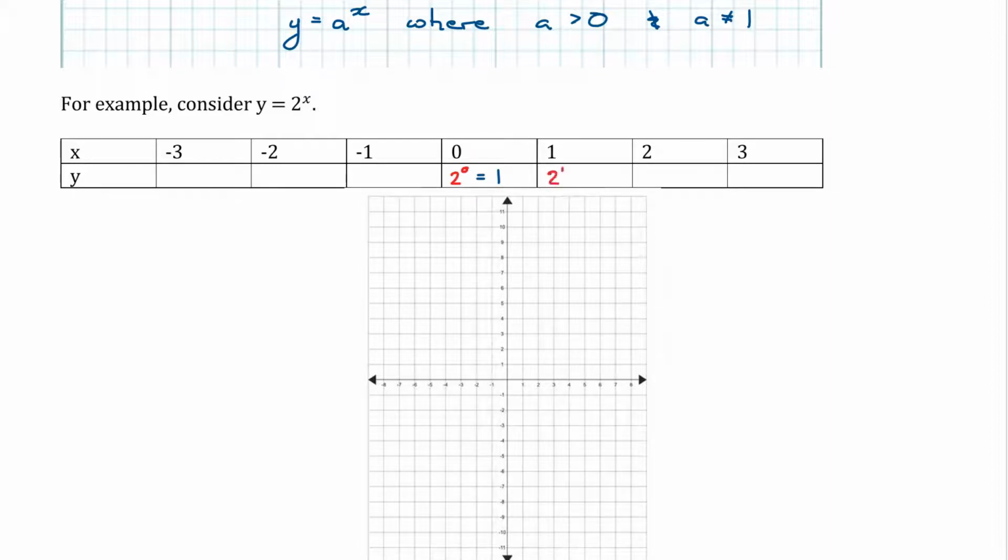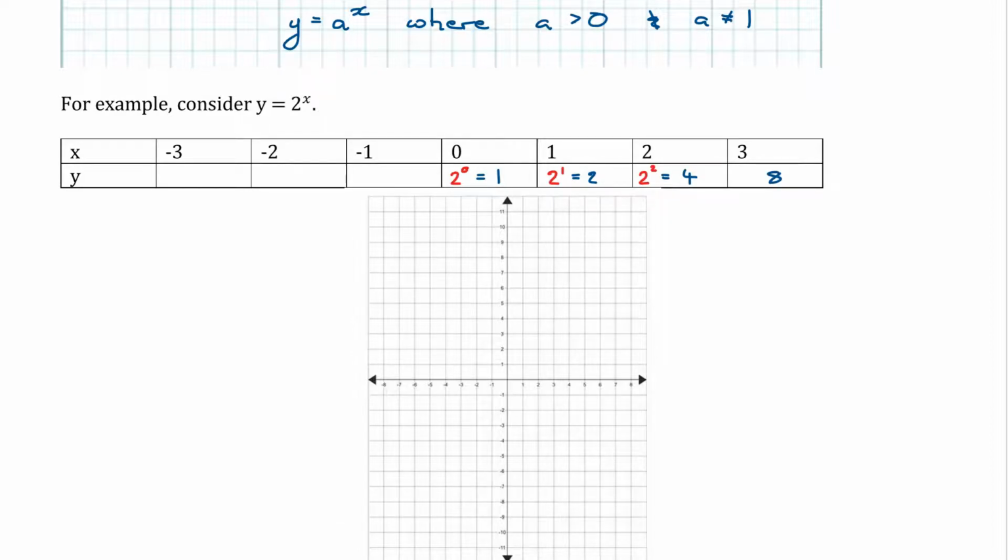Then 2 to the power of 1 is simply the base itself, which is 2. 2 to the power of 2 is going to be 2 times 2, which is 4. And 2 to the power of 3 is 4 times 2, or 2 times 2 times 2, which is 8.